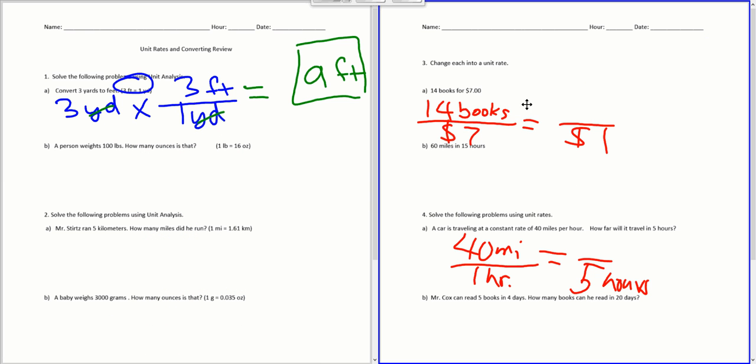And then on the back, more unit rates. Okay, so set up your rate, 14 bucks over $7 equals blank over $1. So figure out what you need to do to figure out what goes in this spot. And then down here, it's a lot like what we did on page 194. We are going to put our unit rate, 40 miles per hour, and then make that equal to how much time they're going to have us run. So 40 miles per 1 hour, I need to multiply by 5 to figure this out. Okay, so 40 miles per hour equals blank over 5 hours.